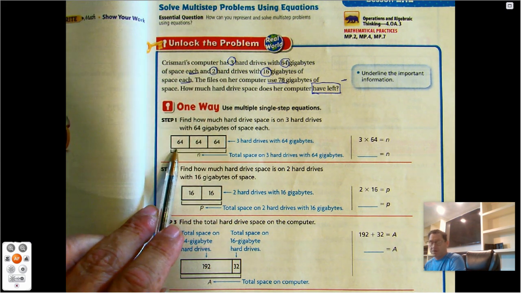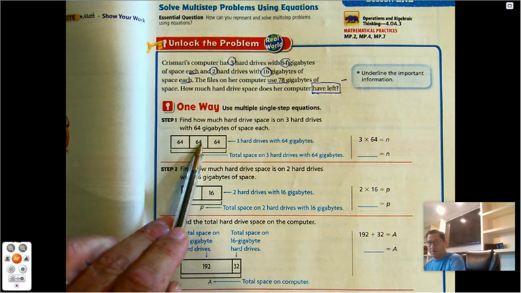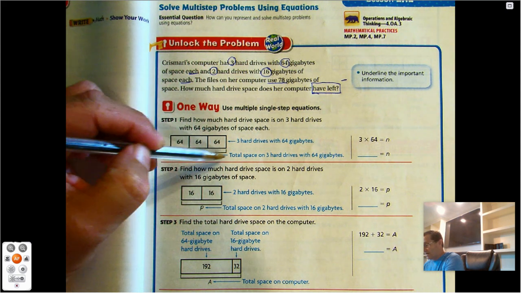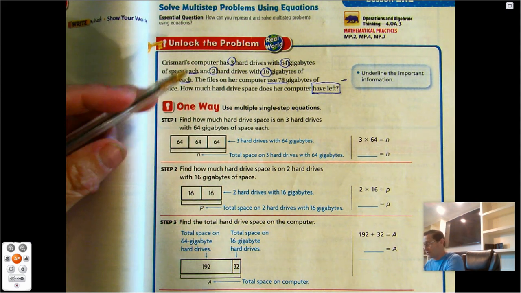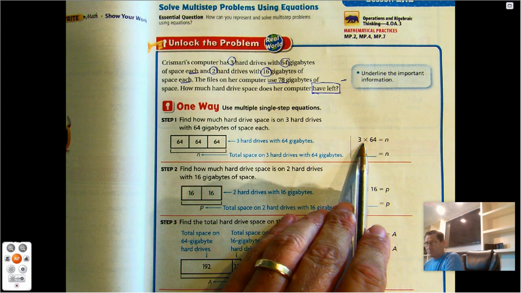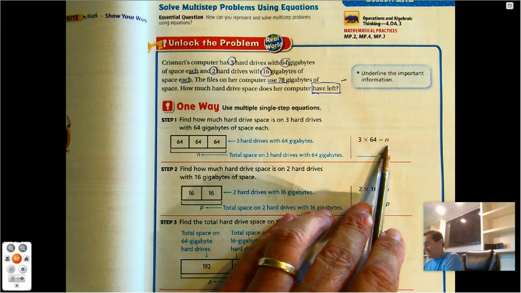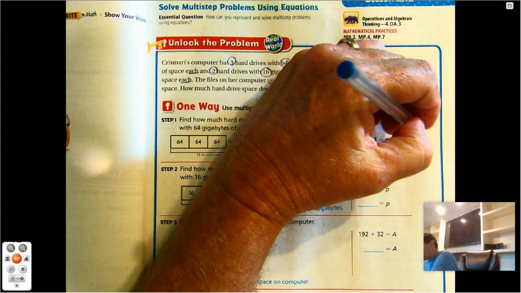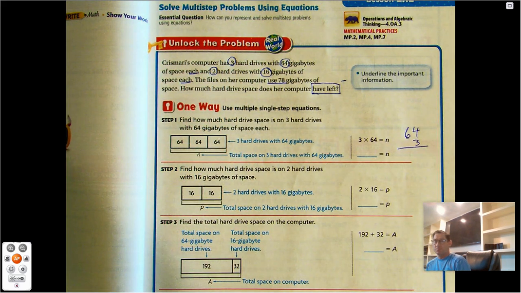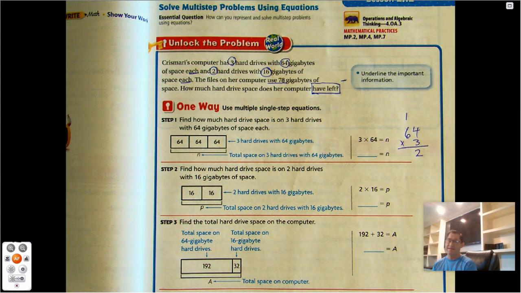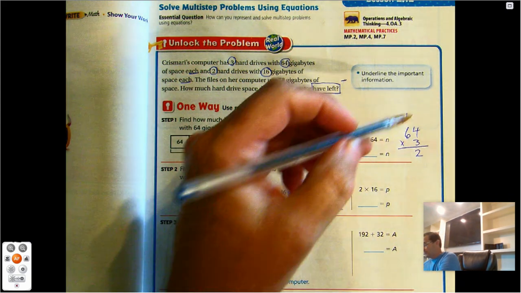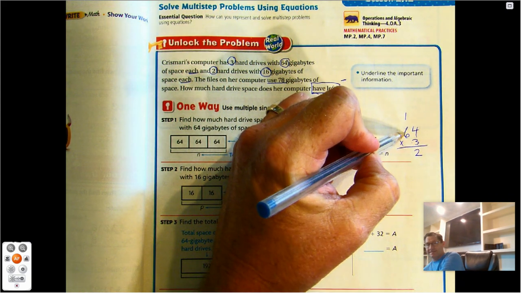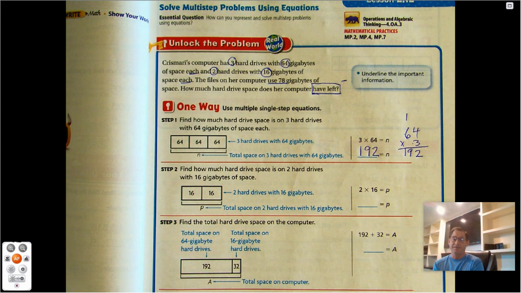So they drew a model, and we have 64 in the bar model. And if you add those all up, that gives you the total space on the 3 hard drives. And so the multiplication problem for that would be 3 times 64 is n. And we know how to do this type of problem. 3 times 4 ones is 12 ones. We would regroup that as 1 ten and 2 ones. 3 sets of 6 tens is 18, plus 1 more is 19. So the 3 hard drives have 192 gigabytes of space.